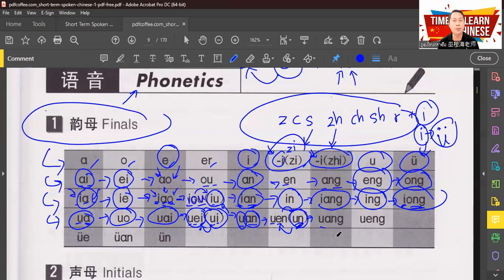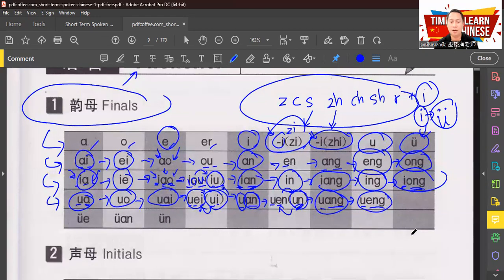Next one, U is U, ANG is ang, U and ang, wang. Again, please. U-A-N-G. Wang. Okay, let's do the next one. U is U. E-N-G is eng. U and eng. U-eng is weng. Okay. Can you remember for this one for the 1, 2, 3, 4 rows?